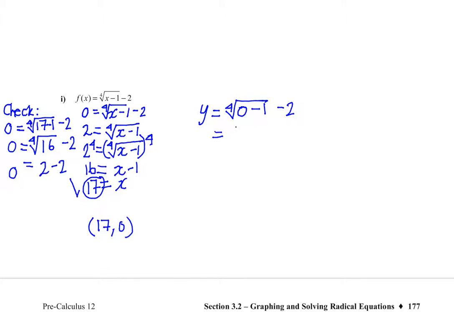So when I simplify this, it becomes the quartic root of negative 1 minus 2. But I know that because we have an even index here, I can't take the quartic root of negative 1. So in this case, the y-intercept doesn't exist. It is sad, but at least we don't have to do the extra work.